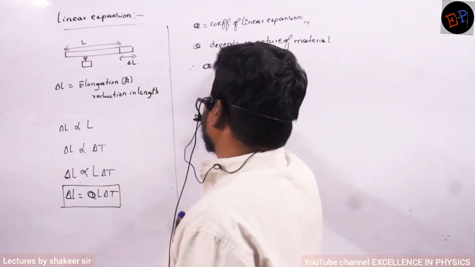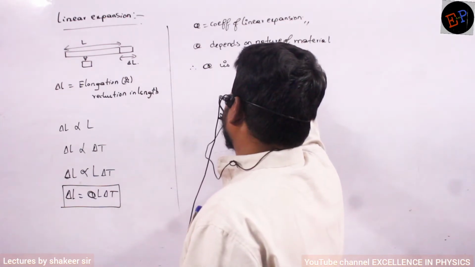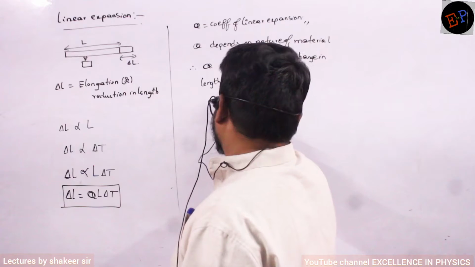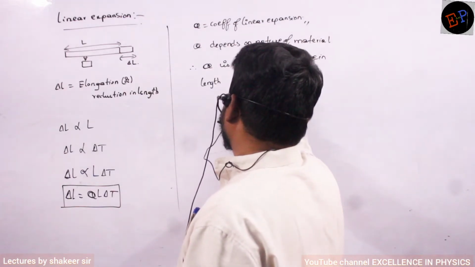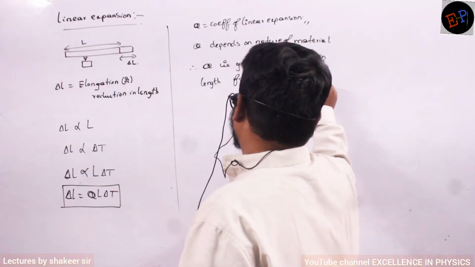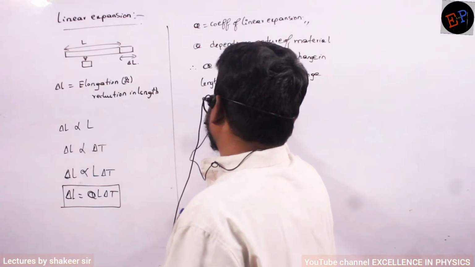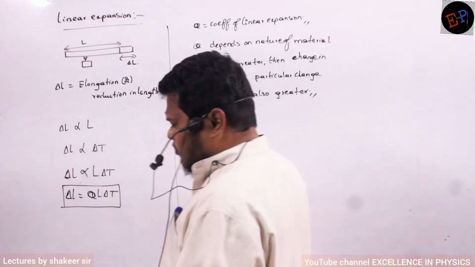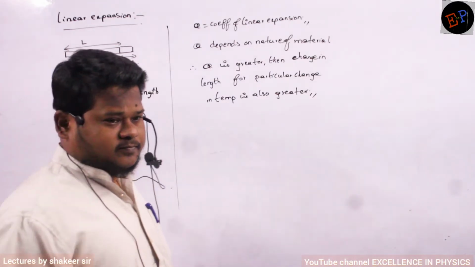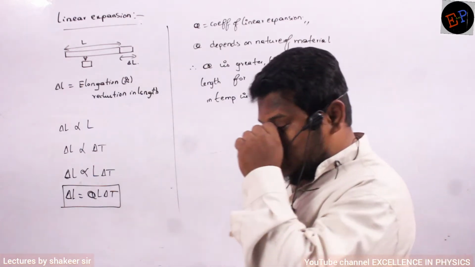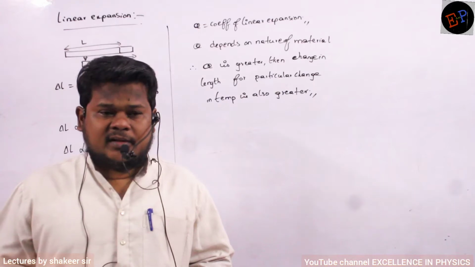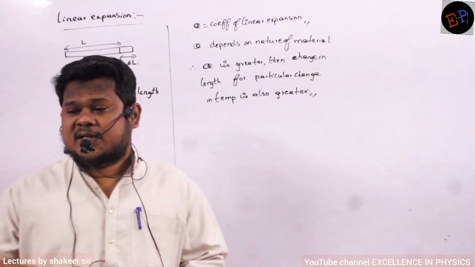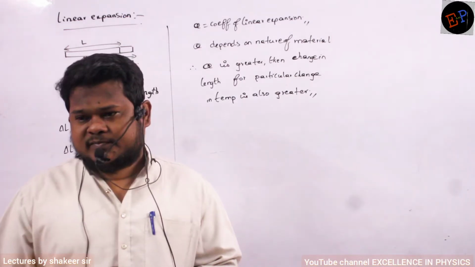Therefore, if alpha is greater, then the change in length for a particular change in temperature is also greater. For example, if you take two materials and change the temperature by the same value, then in one metal the increase in length may be greater, and in another material the increase in length may be lesser. So whose alpha is greater? For that material which has expanded by a greater value for the same rise in temperature, the alpha value is bigger.